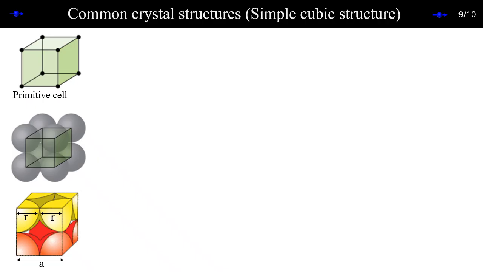So this is the simplest one. Do you agree? In 3D, this is called simple cubic structure. We have 4 lattice points here, and this structure repeats itself. Is it okay? Okay, now questions for you.